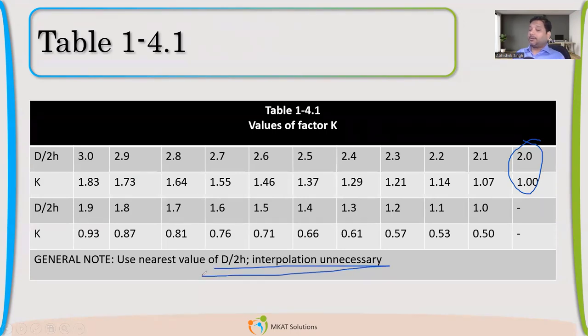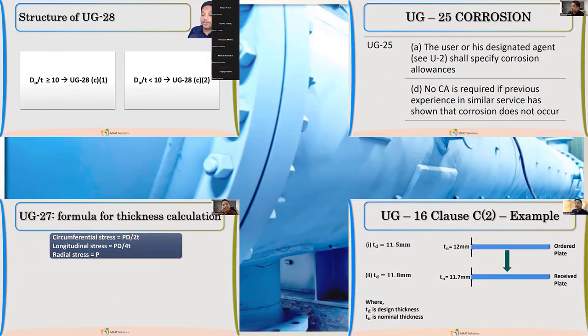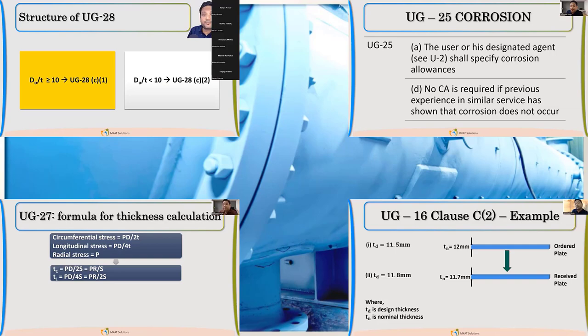This is very important. Use the nearest value of D by 2H. Interpolation is unnecessary; you don't have to do interpolation. Whatever D by 2H you are getting, you can take the nearest and do the calculation. That's what the code says, if you are using this table. So it's simple: if I have any other ratio, I can follow this. I hope you understood this part. Stay tuned for more videos related to other clauses.